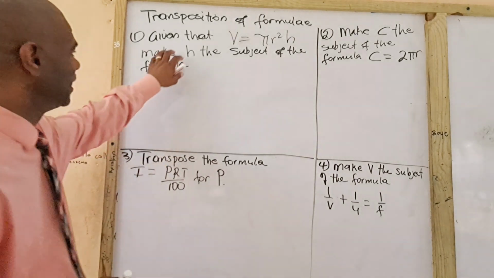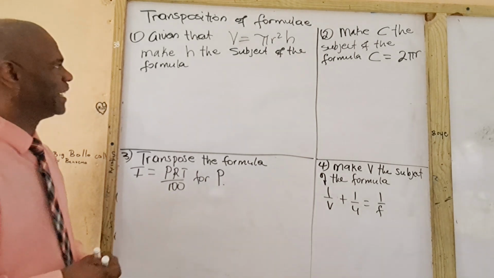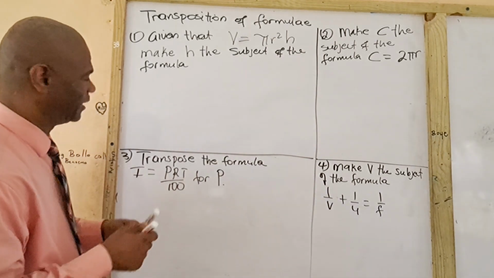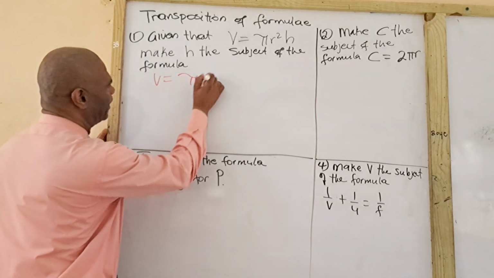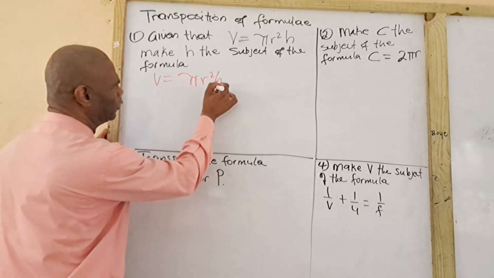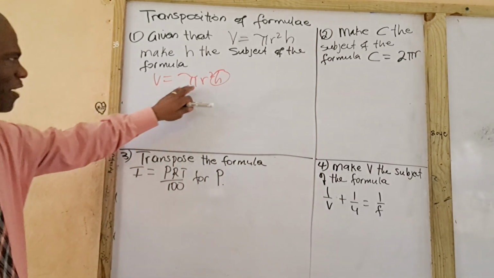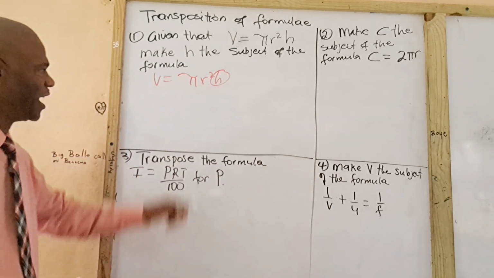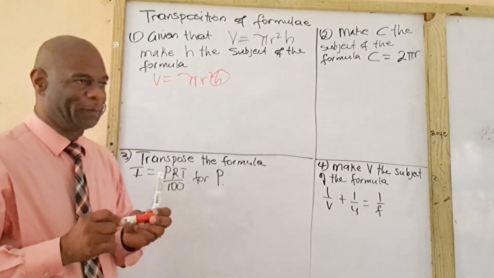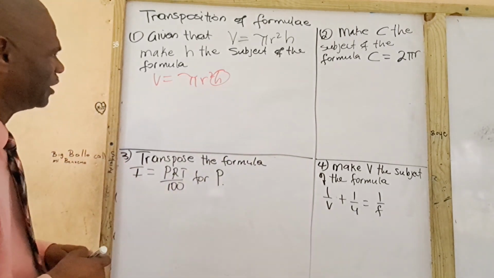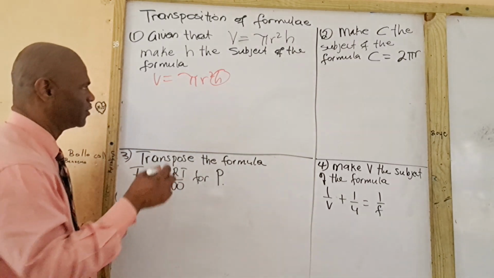So the first one says, given that v equals pi r squared h, you have to make h the subject of the formula. Alright, so we have v equals pi r squared h, and we want to make h the subject. So it means that we need to get rid of pi r squared. We have pi times r squared times h. To undo multiplication, we divide. And so we are going to divide both sides of this equation by pi r squared.